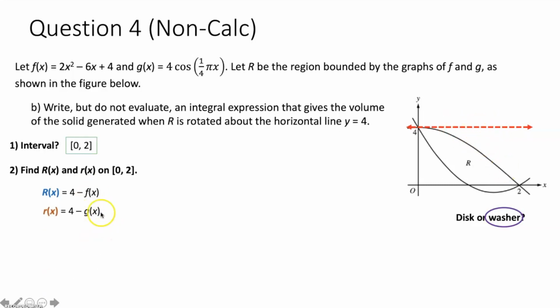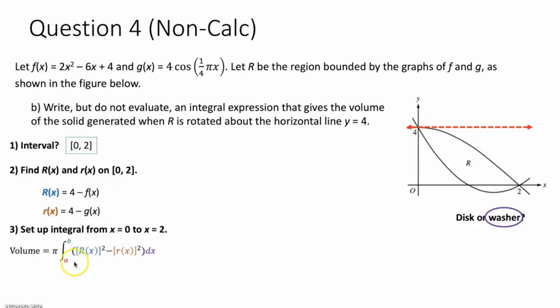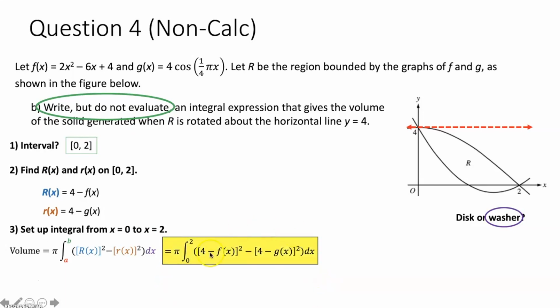So now we plug in what we know to the washer method, which is pi times the integral from a to b of our outer radius squared minus our inner radius squared. We're going to plug in 0 for our a. We're going to plug in 2 for our b. We plug in 4 minus f of x for our outer radius, 4 minus g of x for our inner radius. Now the best part about this question is that it says write but do not evaluate. So we did. Perfect. We wrote an integral expression that gives you the volume of the solid generated when R is rotated about the horizontal line y is equal to 4.